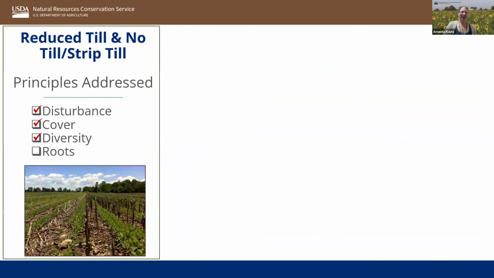So let's talk about some practices. So reduce till, no till, and strip till. So you've kind of got the three types of conservation tillage, or what we like to put under conservation tillage. Reduce till is just like it sounds. It's taking out tillage passes. So maybe just doing spring tillage instead of doing fall tillage. Maybe you're doing less tillage passes, so you're only doing two instead of four. Every time we can take a disturbance out, we are helping our soil biology and our soil structure.